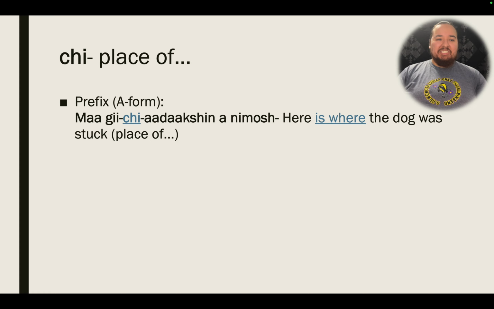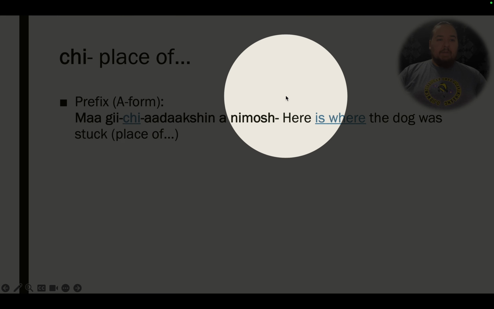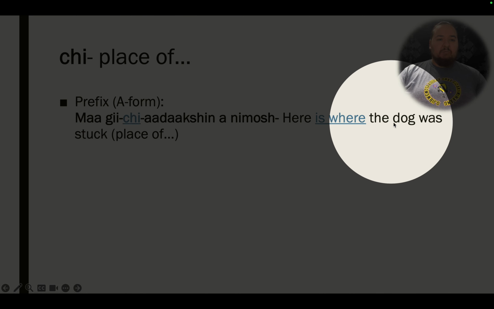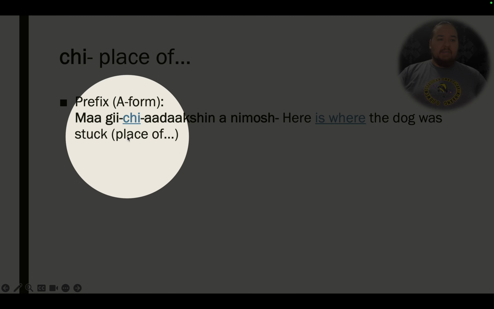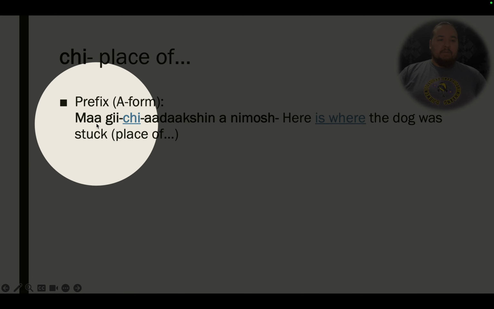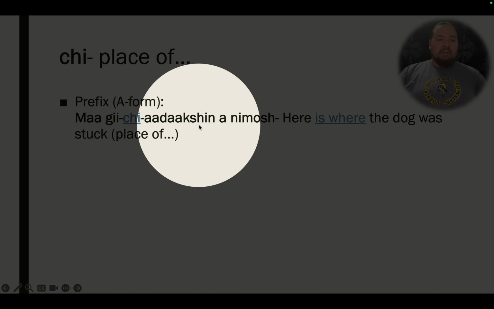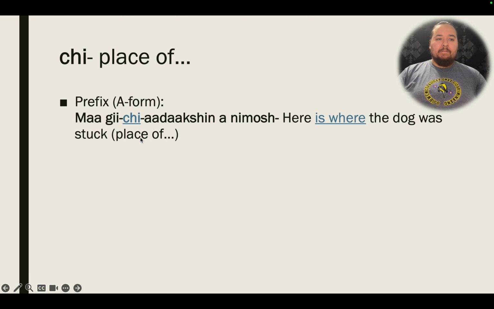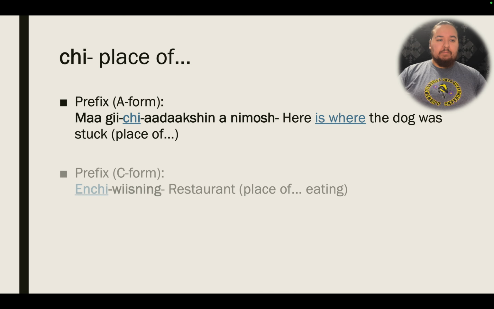So ma gicha adok shin animush. Ma here, gicha adok shin is where the dog was stuck. Animush, the dog. Ma gicha adok shin animush. So this is talking about the place of, or the place where the dog was stuck or trapped.